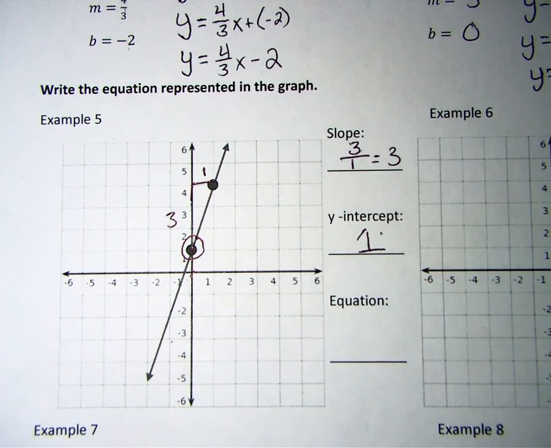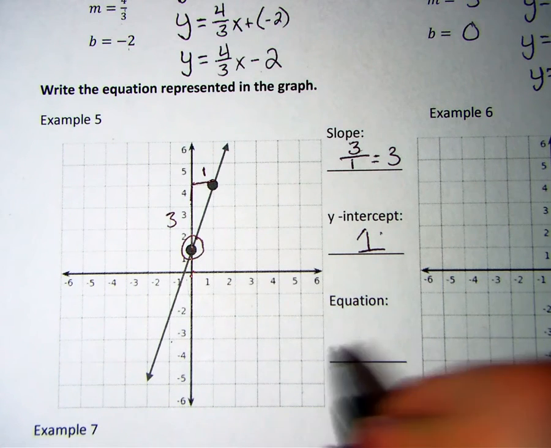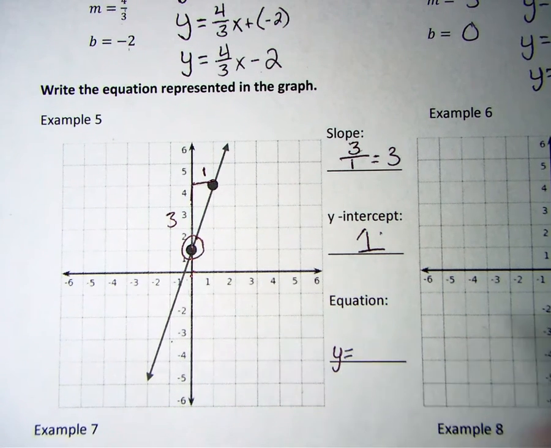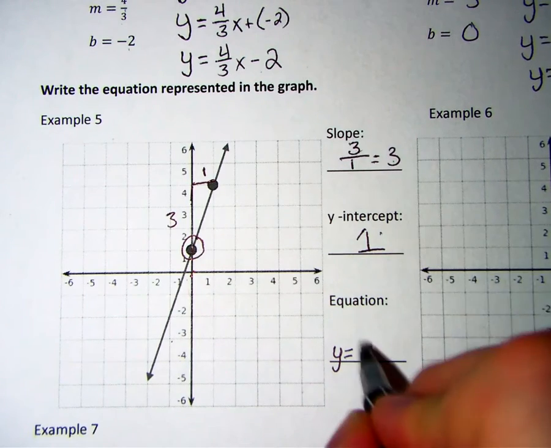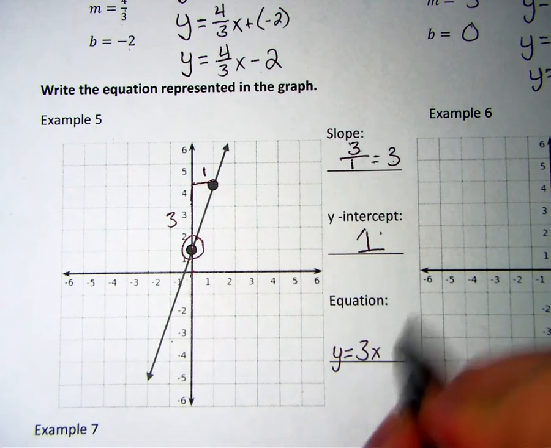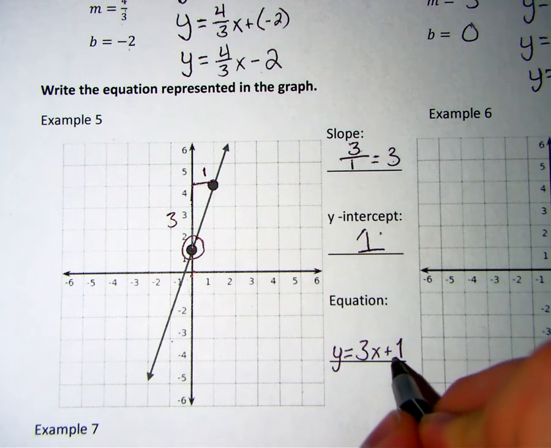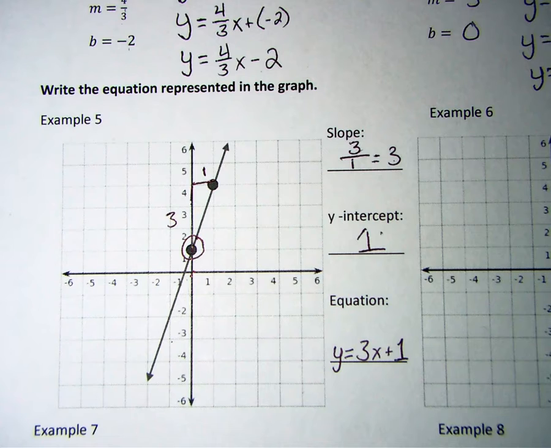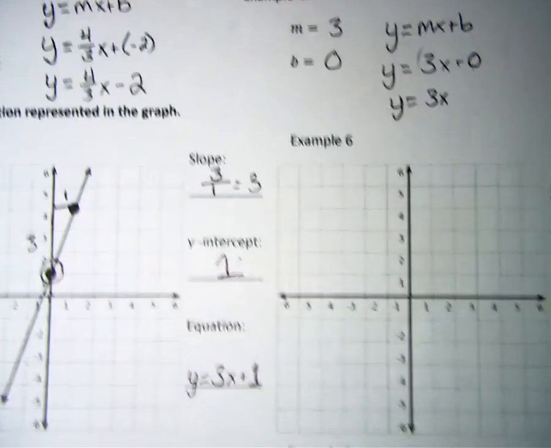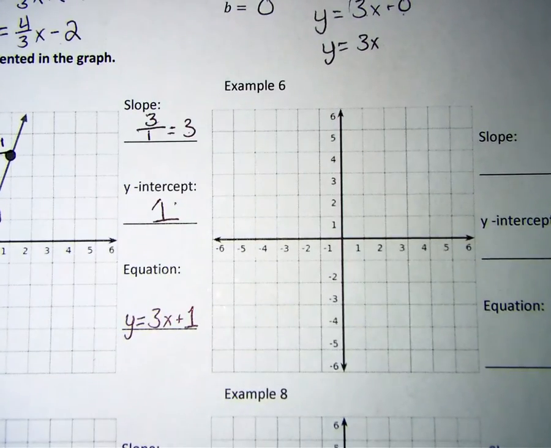Just as the problems above used slope-intercept form, we are going to continue to use slope-intercept form. Y equals my slope of 3x plus my b value, which is my y-intercept, 1. And so we end up with the equation y equals 3x plus 1. We'll do one more, and then I will leave you to work on these on your own.